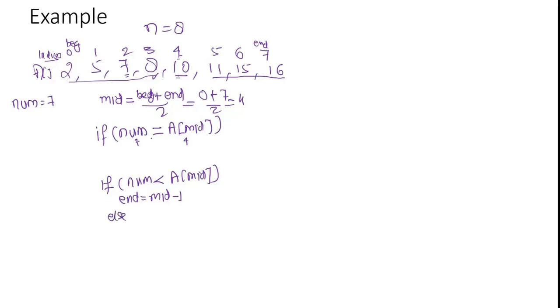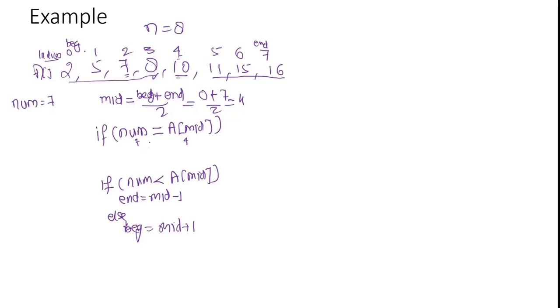Because here we have compared with equality, and here we have checked whether the number is less or not. If this case also becomes false, then what will happen? The number will definitely be larger than A of mid. In that case, we have to shift beginning one position ahead of mid. That is, beginning will become mid plus 1, right? So like this the algorithm will work.